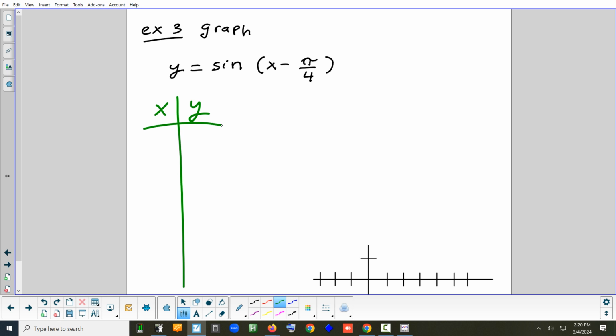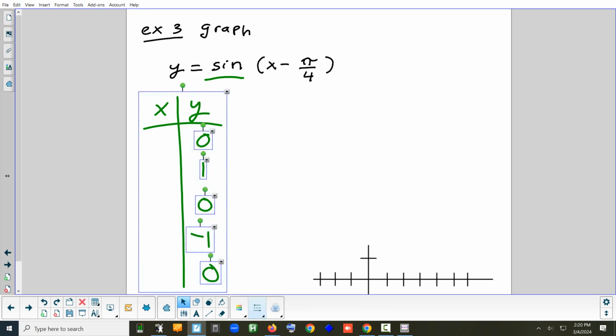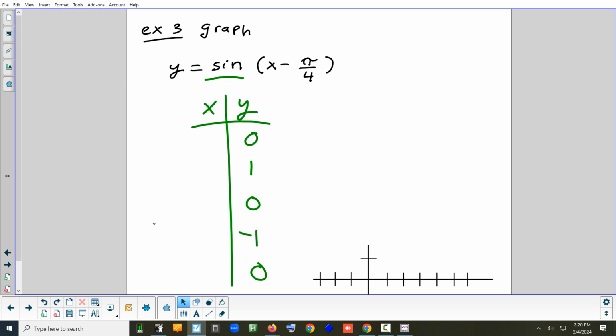Okay. What column is going to stay the same? The y's. Yep. And what are my y's for sine? 0, 1, 0, negative 1, 0. Perfect. If you get that, you get 5 points right there for the y values. Okay. What are my original x values? 0, pi over 2, pi, 3 pi over 2, 2 pi.